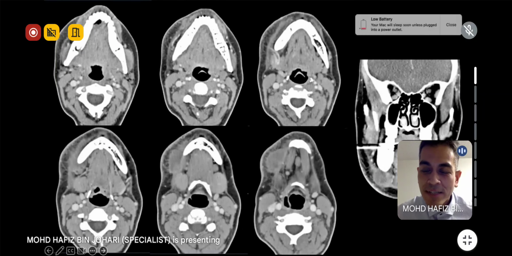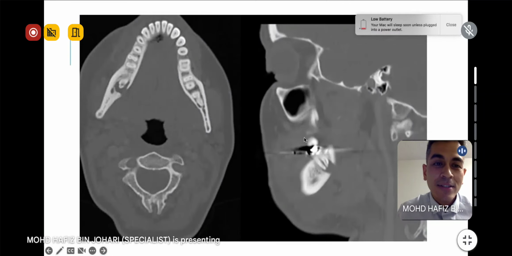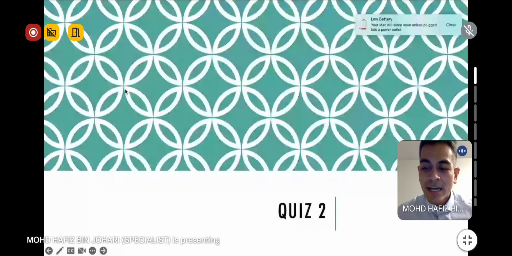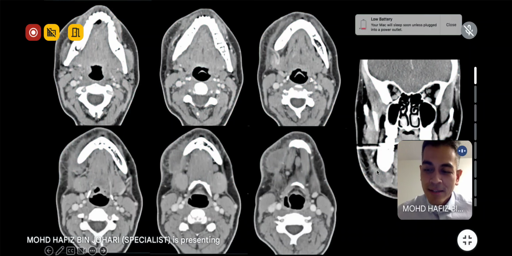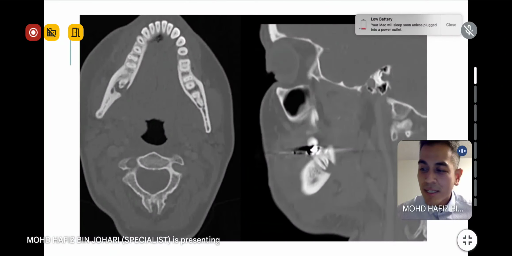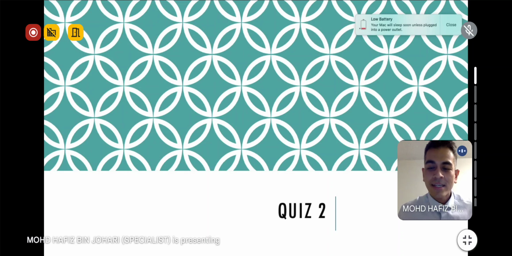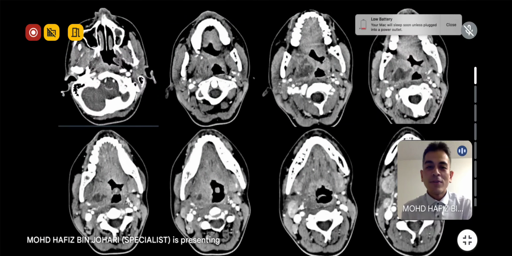So you managed to identify that there is a submandibular collection, and you did try to find the source. The source is odontogenic. So this is a case of odontogenic infection causing right submandibular collection here. Very good. Second candidate. You have only 1 minute.